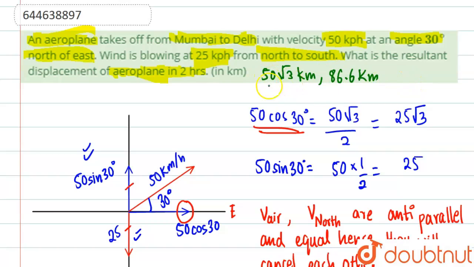Root 3 is 1.732, so if you multiply 50 into root 3, you will get this. So let's write it over here.